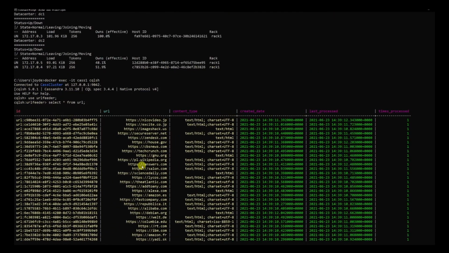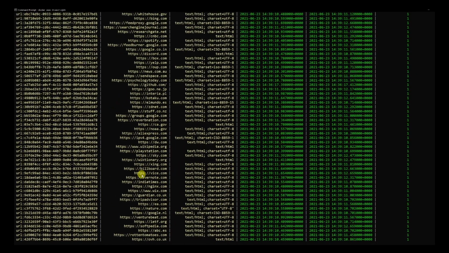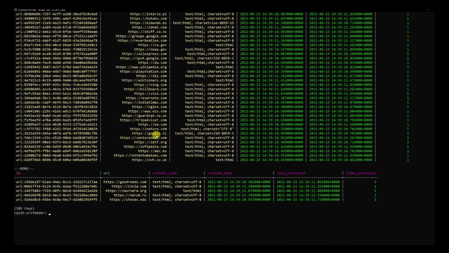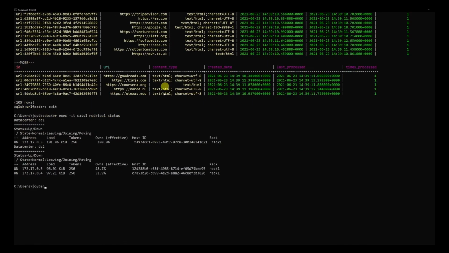So I've just run 100 of them, and you can see that we have all the records over here, right? And let's go out and check how the distribution looks like. So if I do a status now, you can see that 100% of the data is owned by them, right? So even if I just take one system out of this, let me do a Docker stop of CAS3. So I am killing CAS3 over here.